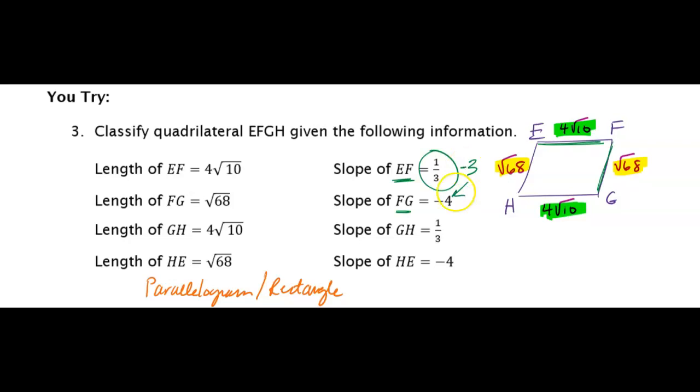So this does not make a right angle, therefore it can't be a rectangle, and my answer is that this is a parallelogram.